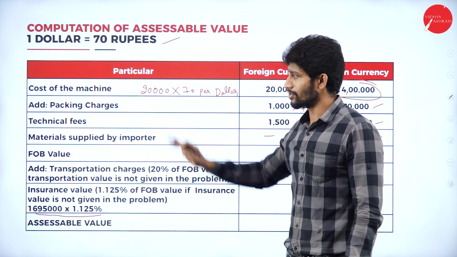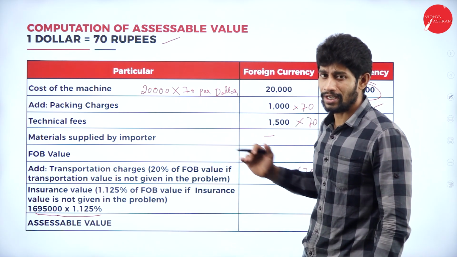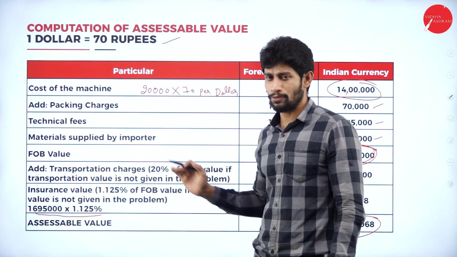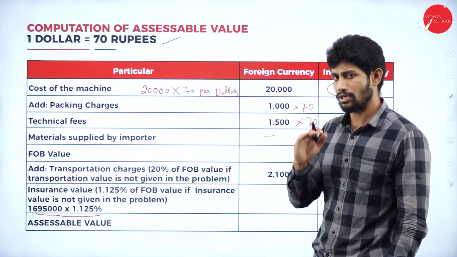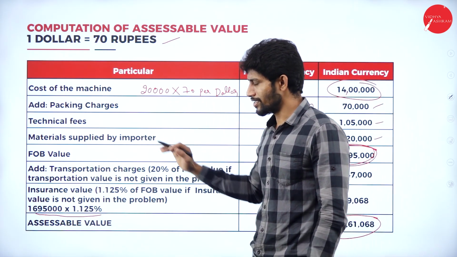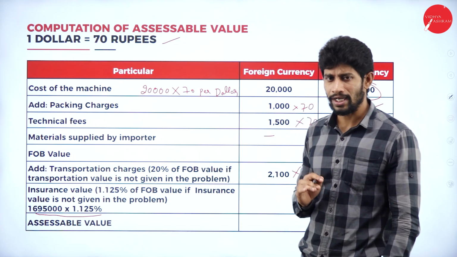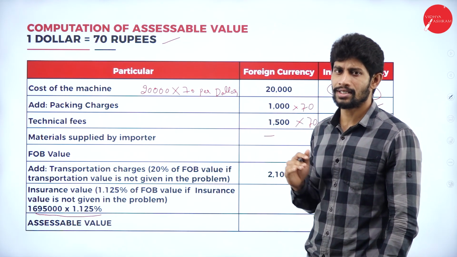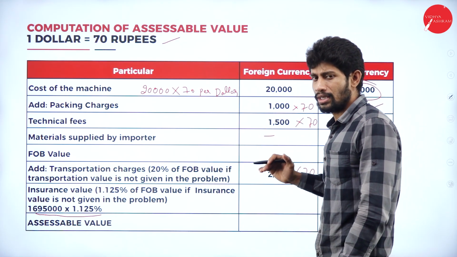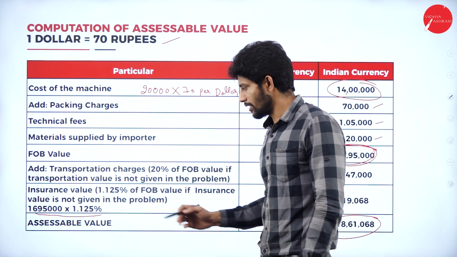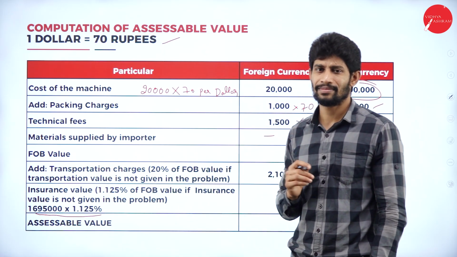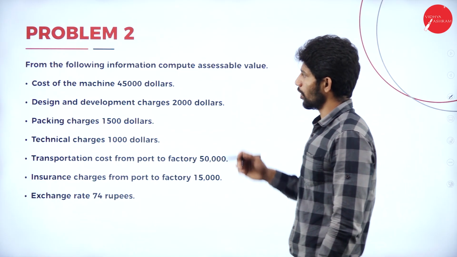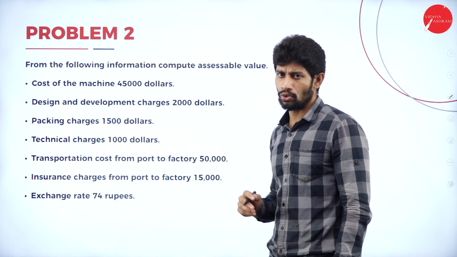So first, cost of the machine. Next, add additional expenditures except transportation and insurance; we will be adding those later on. After adding that, you will get some total. That total is called FOB value. Then add transportation charges and insurance charges. Whatever total you get, that total is called assessable value. So moving on to the next problem, problem number 2.